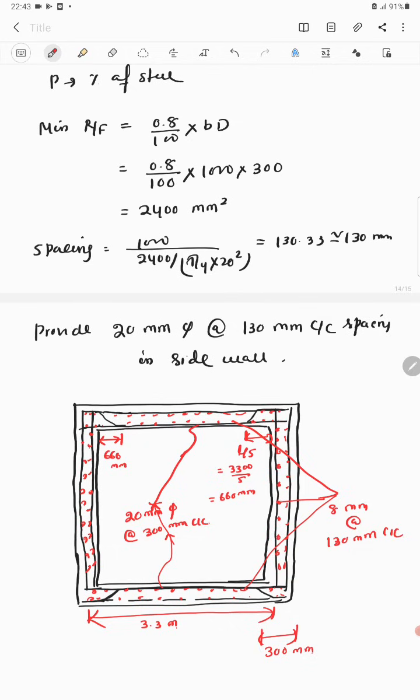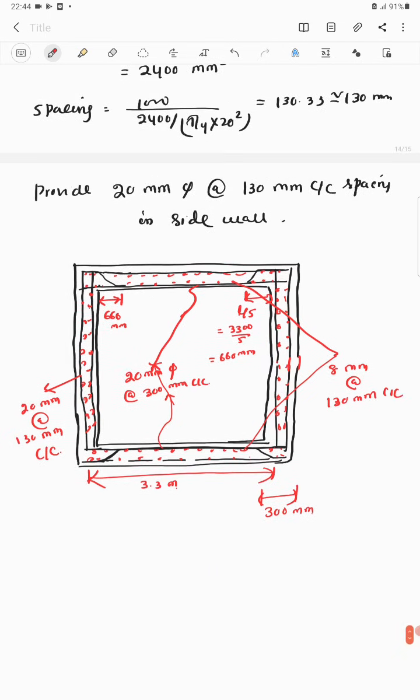Sorry, this column part, this is 20 mm at the rate of 130 mm center to center. Okay, like this we have to show all the detailing.